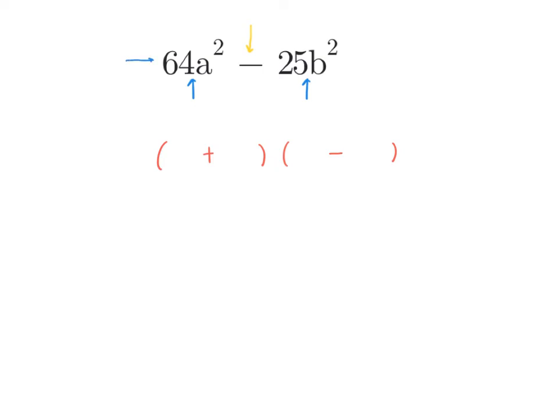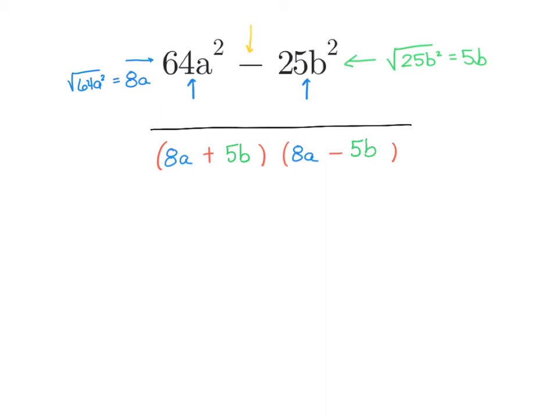We'll start with the square root of 64a squared. So the square root of 64 is 8. The square root of a squared is a. So they're each going to get an 8a. And then we'll do the same thing with 25b squared. So the square root of 25 is 5. The square root of b squared is b. So they each get a 5b. So this factors into 8a plus 5b, 8a minus 5b.